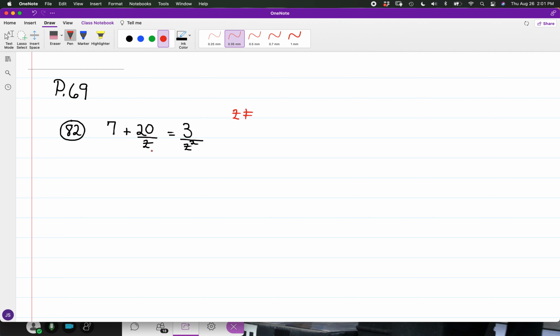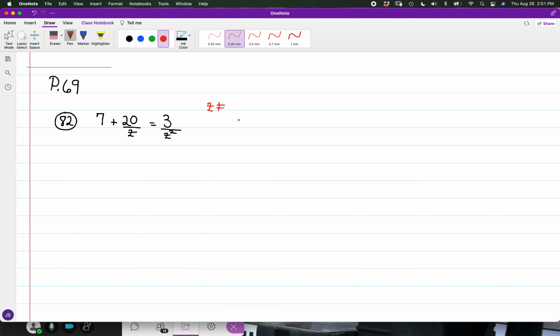First of all, we have our 20 over z. For a fraction to be defined in the real number system, z cannot be 0, and z squared cannot be 0 either. There's only one number that will square to 0, and that is 0 itself. So altogether we have just the one restriction regarding z: z cannot be 0 in value.